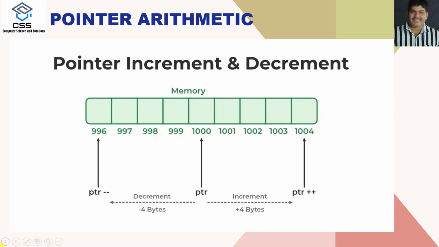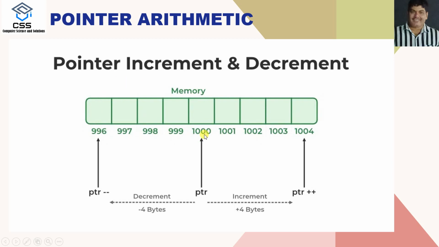Here see, this is the memory map. Suppose the base address is 996. If it increases by 4, it goes to 997, 998, 999 and 1000. If it is decreased, if the base address is 1000, it will be decreased by 4 bytes, meaning it will become 996. Either you increase by 1, that will be 4 bytes onwards, or you decrease by 1, it will be 4 bytes minus from the base address. 1000 plus 4 is 1004. 1000 minus 4 is 996.